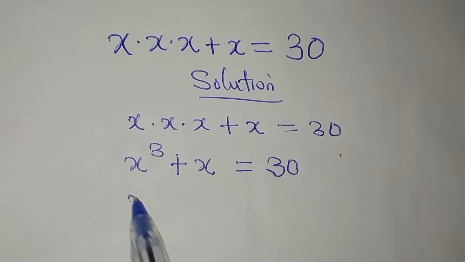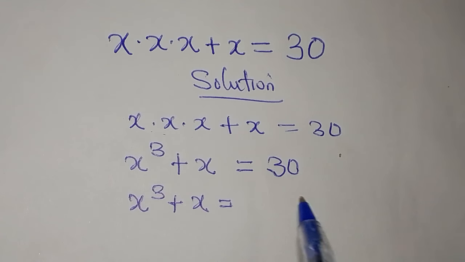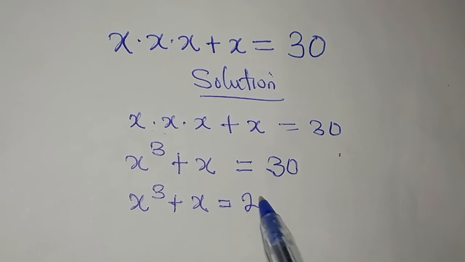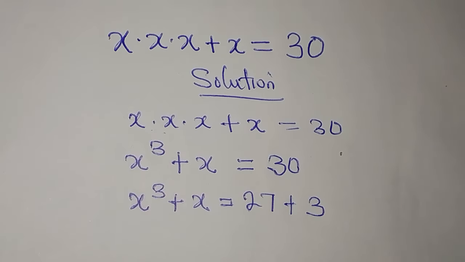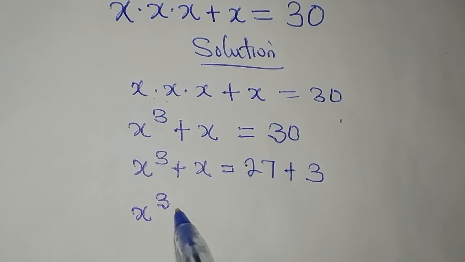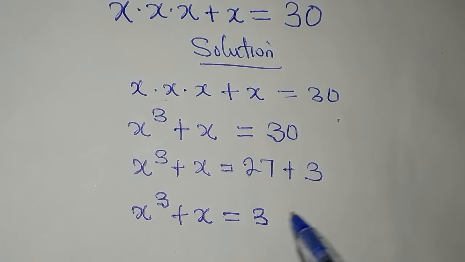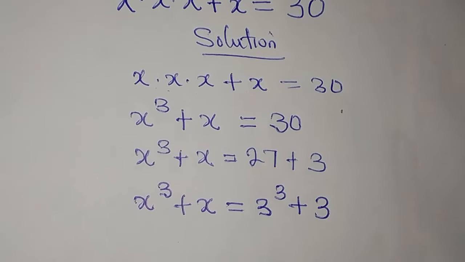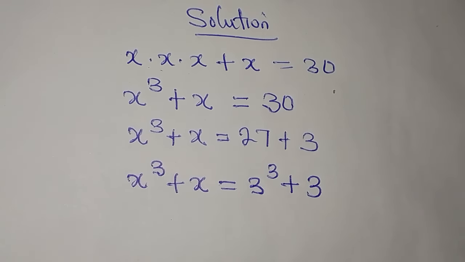Now, looking at the left hand side and the right hand side, you discover that they can be in the same form because 30 here is 27 plus 3. So our x to the power of 3 plus x can be equal to 3 to the power of 3 plus 3, right? So if this is true, then we can collect terms together.